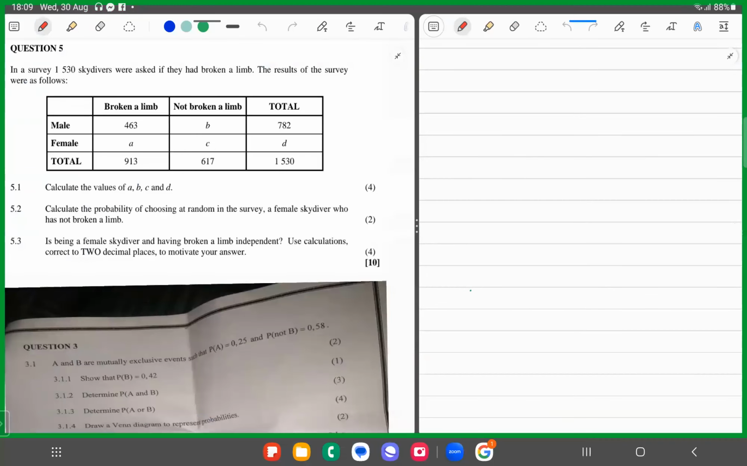Okay, we are recording this lesson and we're looking at question 5. My screen is visible to you, right? Okay, thank you. Right, we're looking at question 5.1.